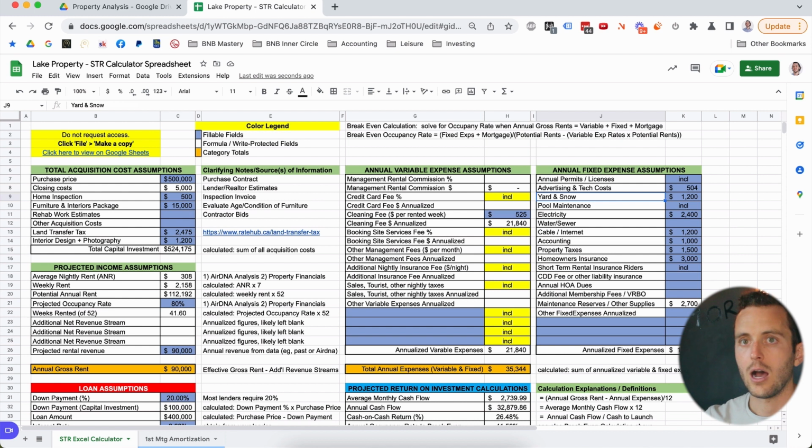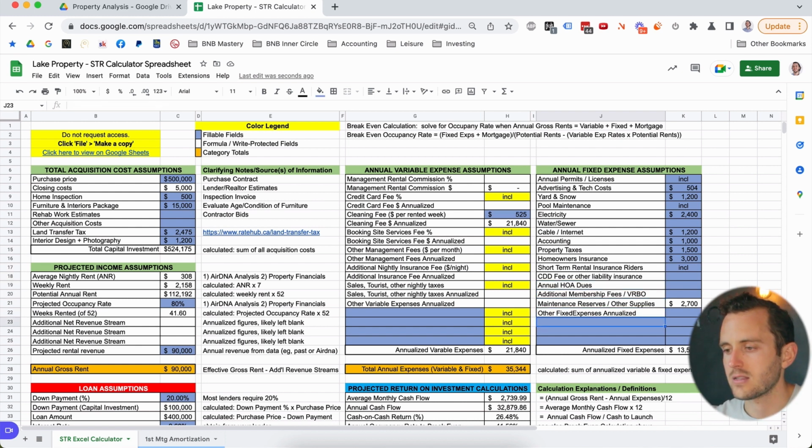Yard and snow. So that's just going to be your yard maintenance, your snow removal, pool maintenance if there's a pool, electricity, water, sewer, cable, internet, accounting, property taxes, home insurance, short-term rental insurance, in addition to this standard home insurance, CDD fee or any liability insurance, other HOA dues, annual membership fees, VRBO, maintenance reserve, other fixed expenses annualized.